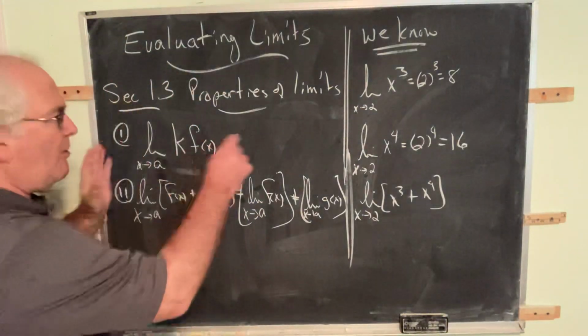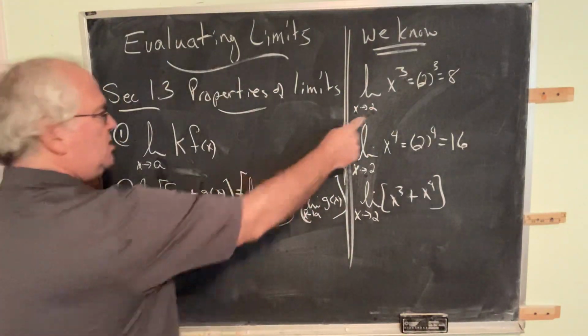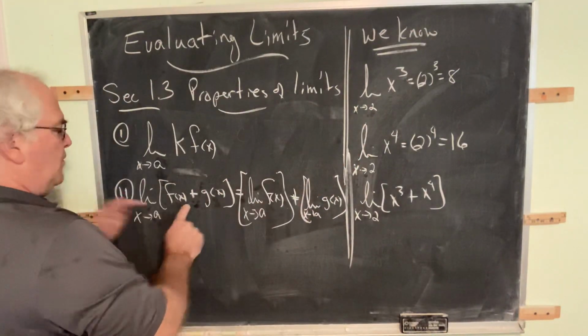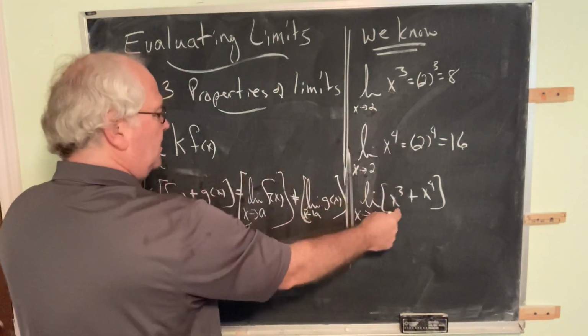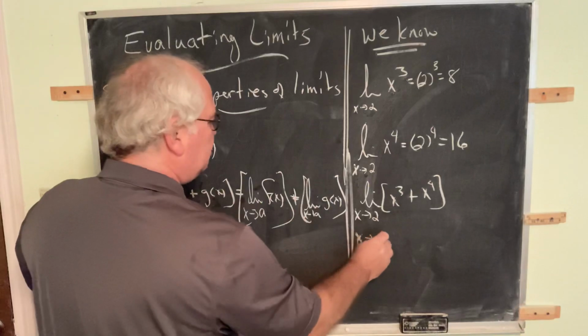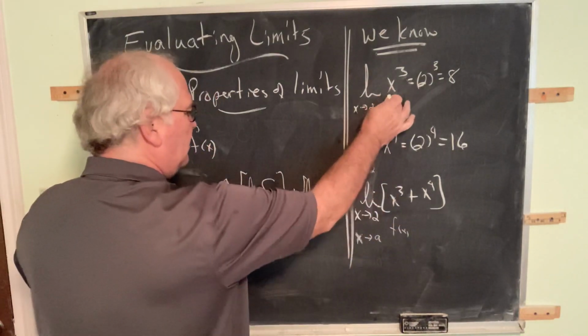And so in our problem, in our little specific example, the role of A is being played by 2. Do we see that? The role of f of X is being played by X to the third. Do you see this is X approaches A. This is my f of X, which is X to the third.